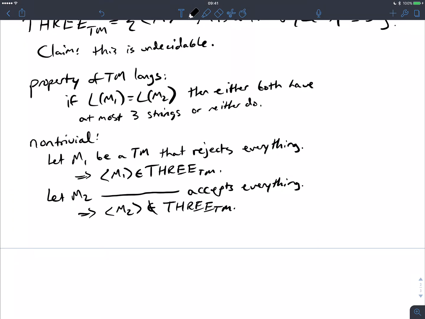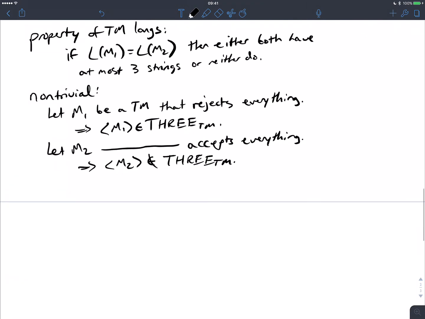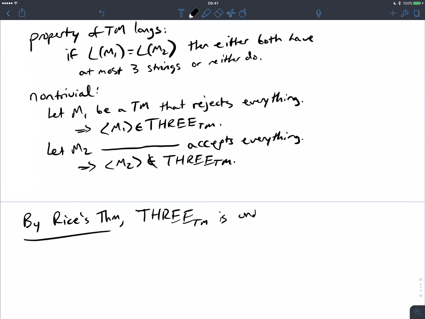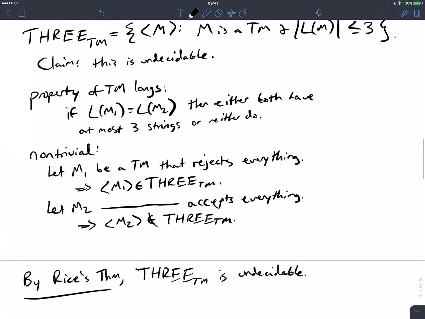So what can I conclude? By Rice's theorem. Those are the 3 most important words of this proof, and probably the whole class. By Rice's theorem, 3TM is undecidable. Applying Rice's theorem is so much easier than doing a reduction, but you can't apply it everywhere, sadly.